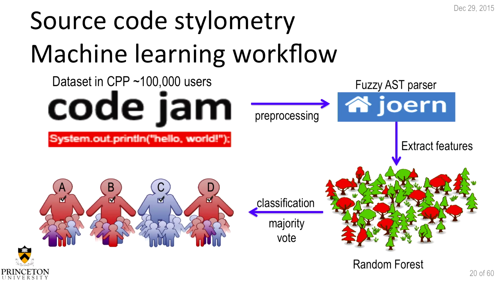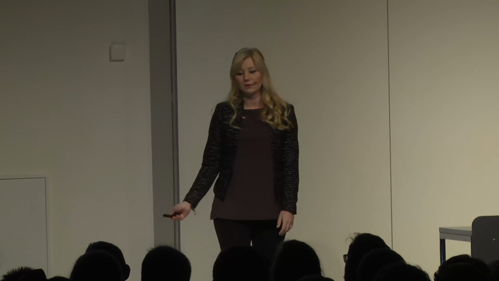So now what we have to do is find the features and properties that are going to represent the coding styles of these people. So we pre-process the source code, and we get the abstract syntax tree of the source code using a fuzzy AST parser. After that, we extract the features that represent coding style. Then we feed these properties that represent individual style into a random forest, a machine learning classifier. And then we do our classification with majority voting of these like 300 random forest trees.